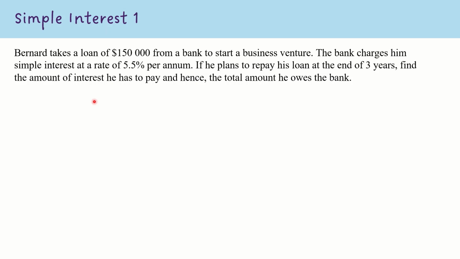So when we are given a problem sum like this, we need to first identify the important information that will help us in solving the question. One of the first key pieces of information is that there is a loan of $150,000, and this $150,000 refers to the principal amount. Then the bank charges him simple interest at a rate of 5.5% per annum. So that means that R is equals to 5.5. And another important piece of information is that he intends to pay the loan by the end of 3 years. So T is equals to 3.